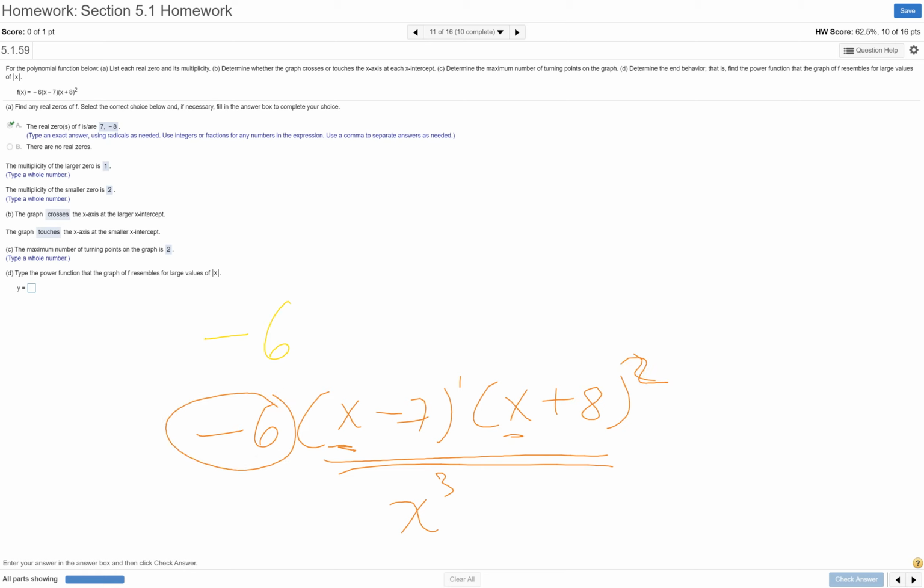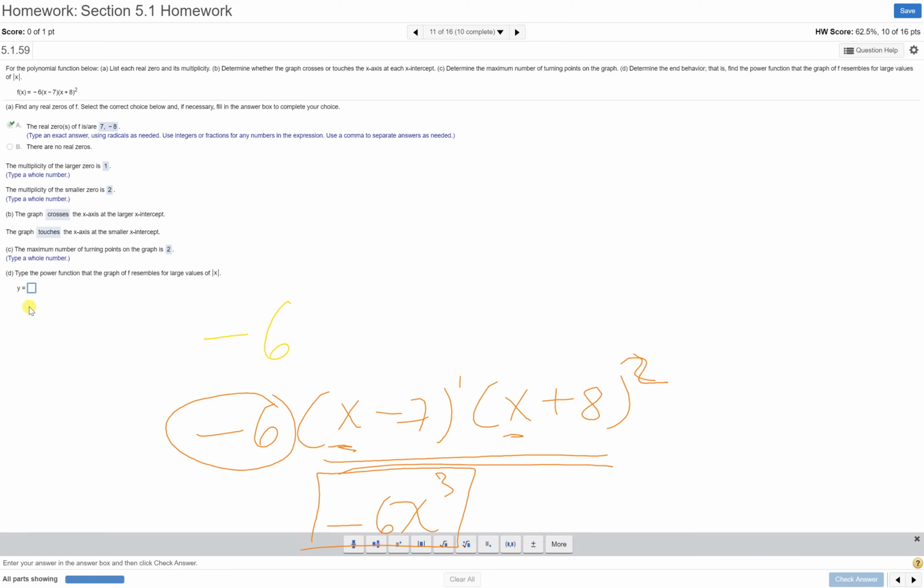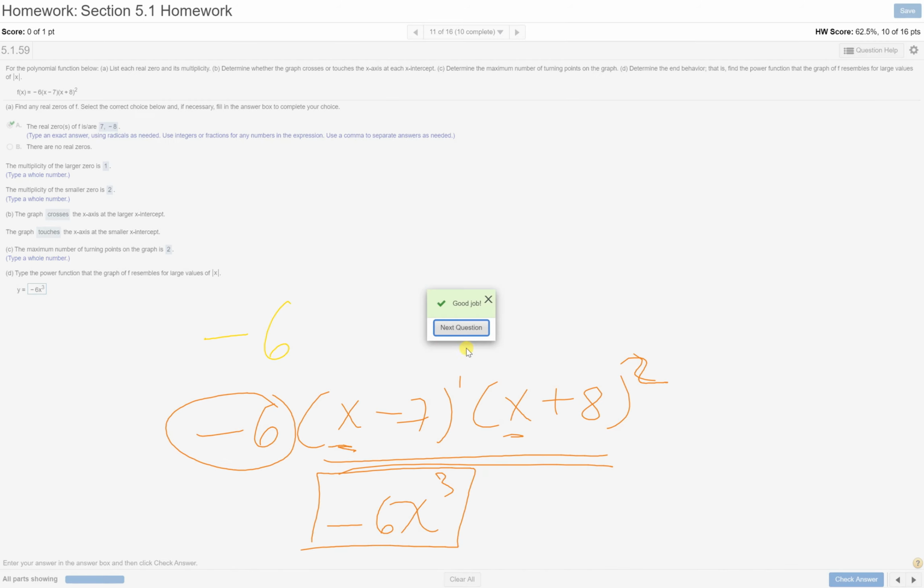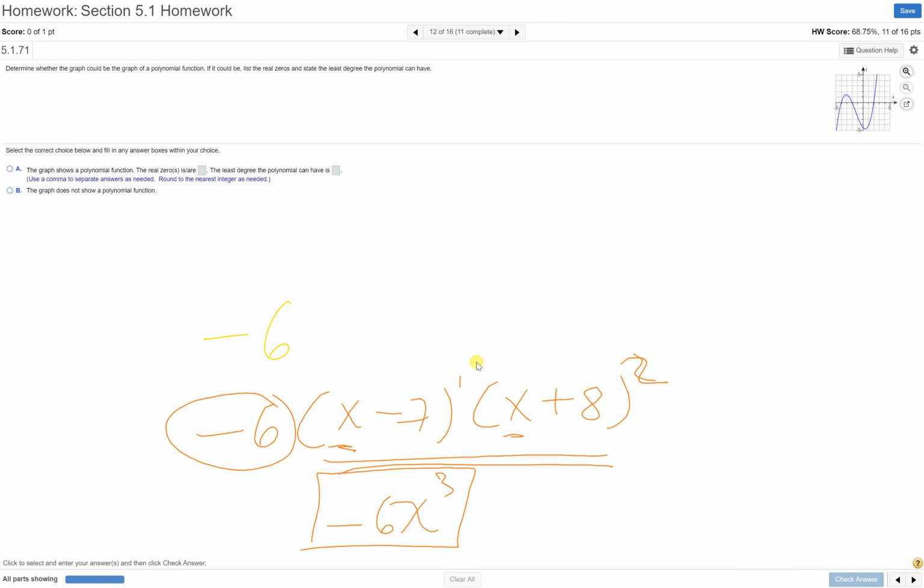And then eventually you're going to multiply by -6. So it's going to be -6x to the third power. That's going to be the leading term. That's what's going to create the shape of the whole graph. So we're going to go ahead and write that and see what we get. -6x to the third. And it says good job. And next question. Let me clear this up now.